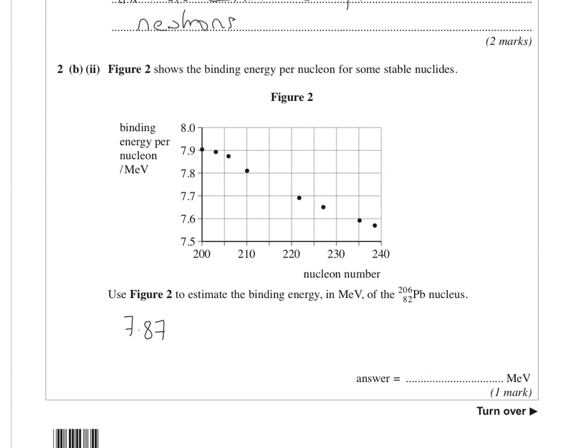So 7.87 is the binding energy per nucleon times the number of nucleons, which is 206. 7.87 times 206 gives us 1621.22. So that's going to be 1.6 times 10 to the 3 megaelectron volts there, because you've taken our binding energy per nucleon in megaelectron volts. Okay, so let's move on to the next one.